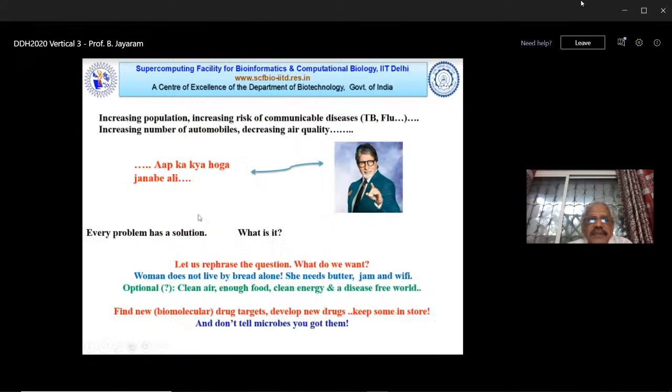Now, this is captured by our famous Amitabh Bachchan. If some of you are good singers of this Kishore Kumar song, Aapka Kya Hoga Janabi Ali, well, obviously every problem has a solution. And what is it? Let's rephrase this. Well, we need to find new biomolecular targets. We need to develop new drugs and keep some in store and don't tell microbes you got them, right? That's the general idea.